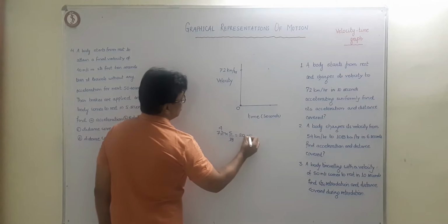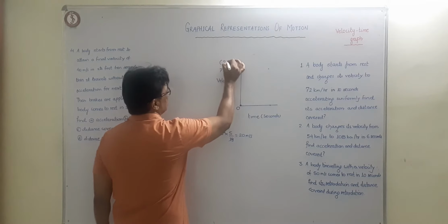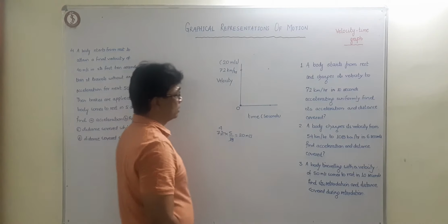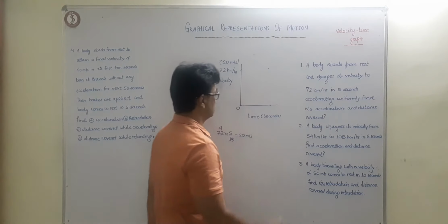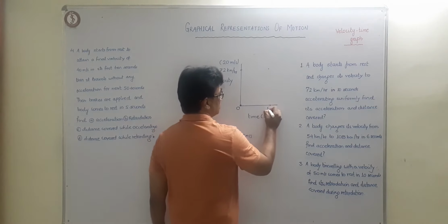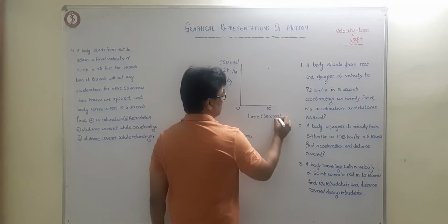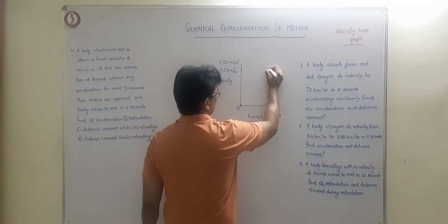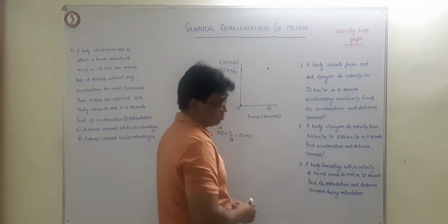This we have to remember, or we can write here in bracket 20 meter per second, because time is in seconds. Yes, in 10 seconds, time is in seconds, it's already written. Now we plot this on a graph, 10 seconds and 20 meter per second. So now the graph is made.